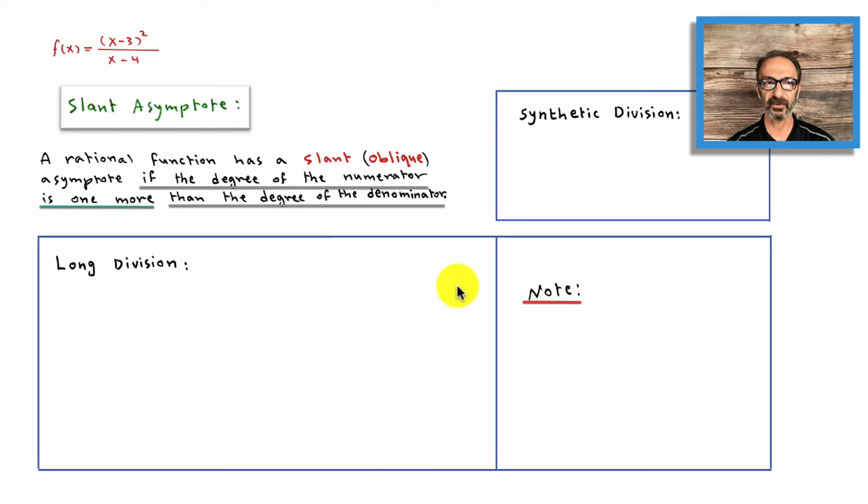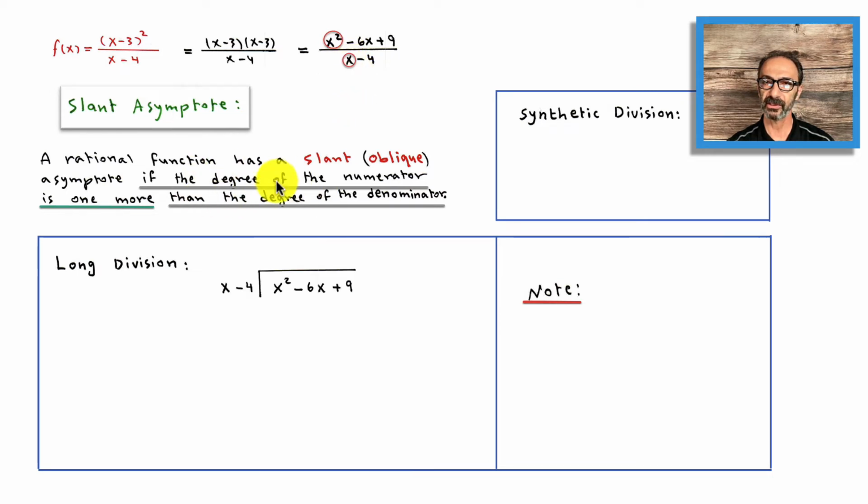For the slant asymptote, a rational function like this one here has a slant, or sometimes called oblique, asymptote if the degree of the numerator is 1 more than the degree of the denominator. We talked about the degree a few minutes ago. The degree is 2 here, and the degree is 1 here, and that goes with this comment. So let's do the long division and see what happens.